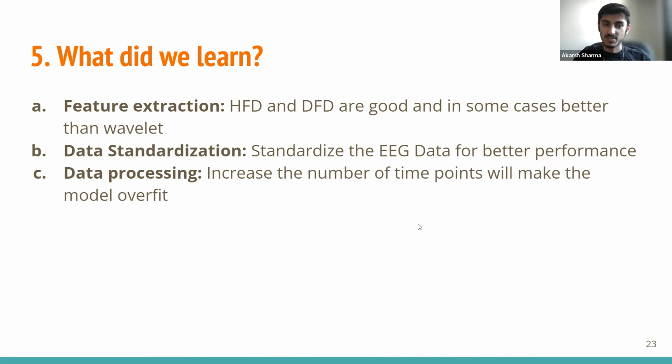Those are our observations. Another key observation was that standardizing the data set is really important, which I'm pretty sure all data scientists do by now. We observed a significant effect on the accuracy if we do not standardize the EEG data set, even after preprocessing and after doing the feature extraction. And lastly, as I showed in the graphs, increasing the time points makes the model overfit. So dimensionality reduction is also extremely crucial in these tasks.